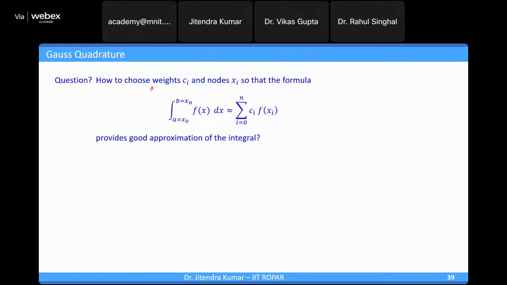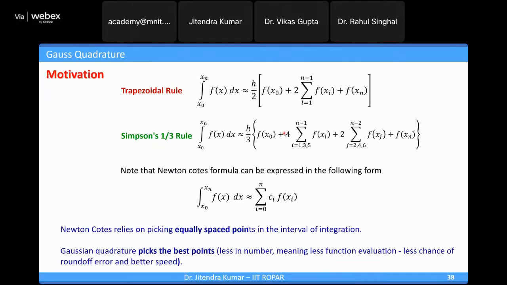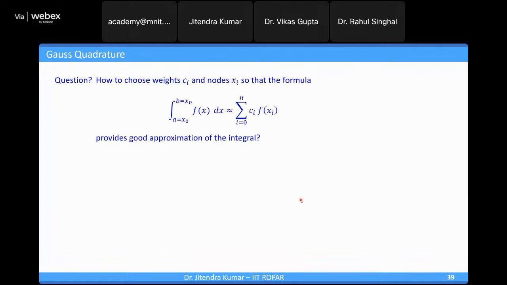How to choose weights? The idea is a similar one, that we want something like ci f(xi). In the previous case, we also had some constant times f(xi). We still want to have the same thing, but now we don't want equidistant nodes. We want to have the best nodes, so that we get the best accuracy. But the question is how to choose these ci's and xi's, so that this provides a better, or good, approximation of the integral.